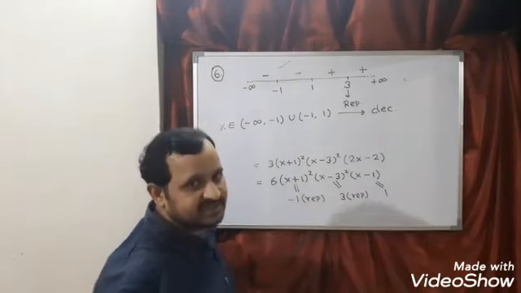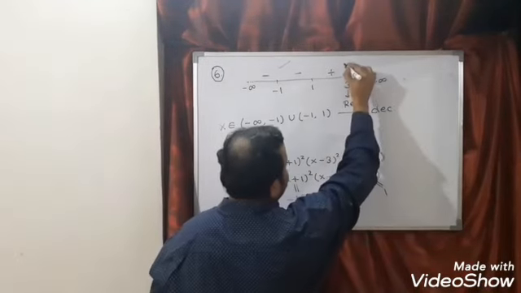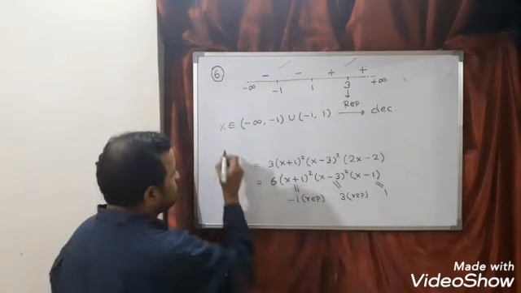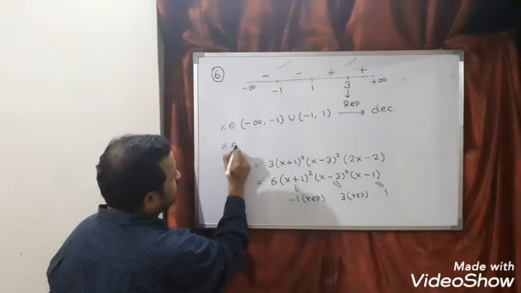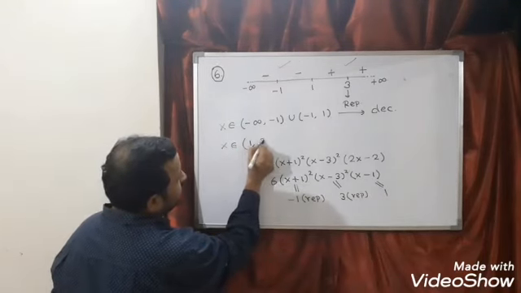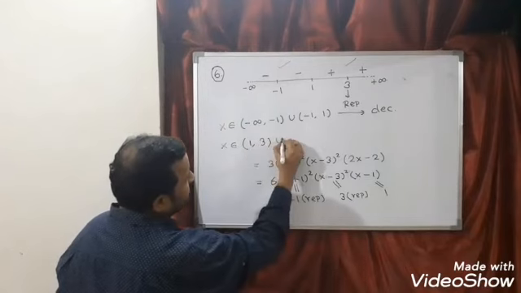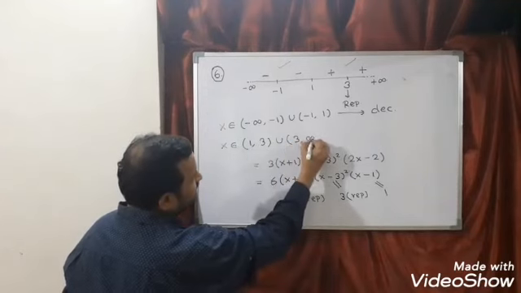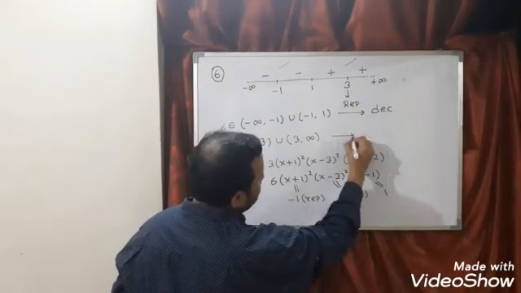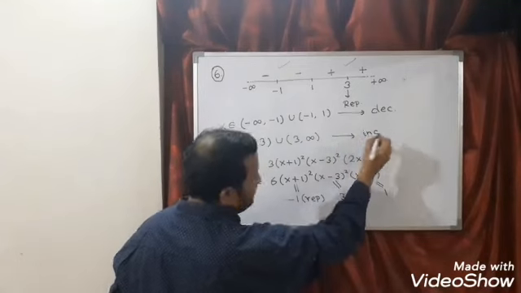Plus sign represents what? Plus sign represents interval of increasing. So x belongs to 1 to 3 union 3 to infinity. This is nothing but interval of increasing.